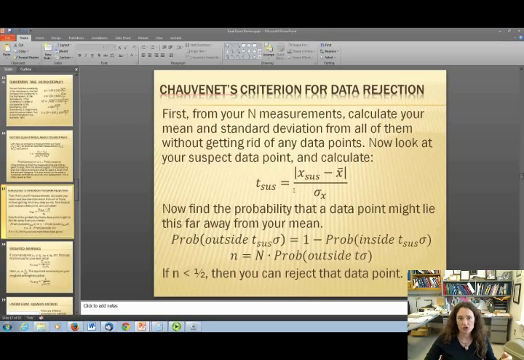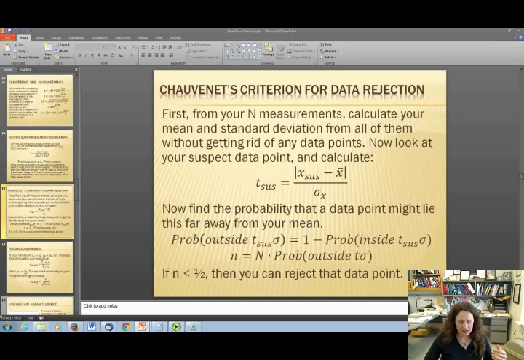Okay? Then you look at what your t-value is for that suspect data point. So you take the absolute value of the discrepancy between the suspect and the mean, and then divide by the standard deviation. And then you see how likely is it that the data point is that far away. So it's the probability outside t sigma is 1 minus the probability that it's in t sigma. Once you find that probability, then you multiply that probability times the number of data points that you've got, and you look at your little number n. Okay? If n's less than a half, then that doesn't round up to a full data point, and you can reject your data point. And that's Chauvenet's criterion for data rejection.